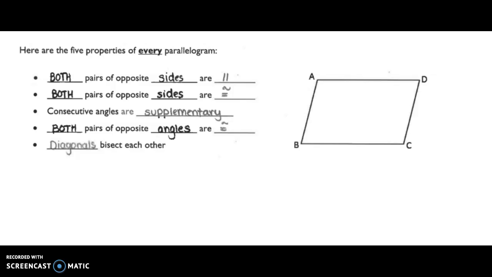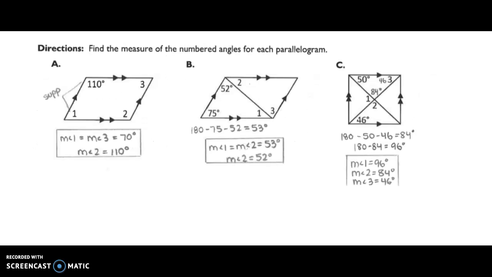I believe this is going into day 2, and so this is just a summary of the properties of parallelograms, and just doing some more problems here. Make sure you look over these notes. Try some of these on the blank set of notes that I sent you in the folder.